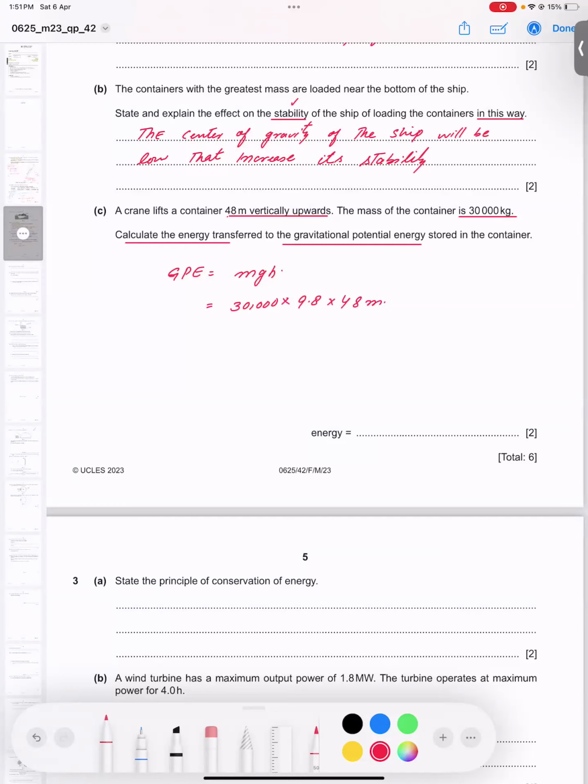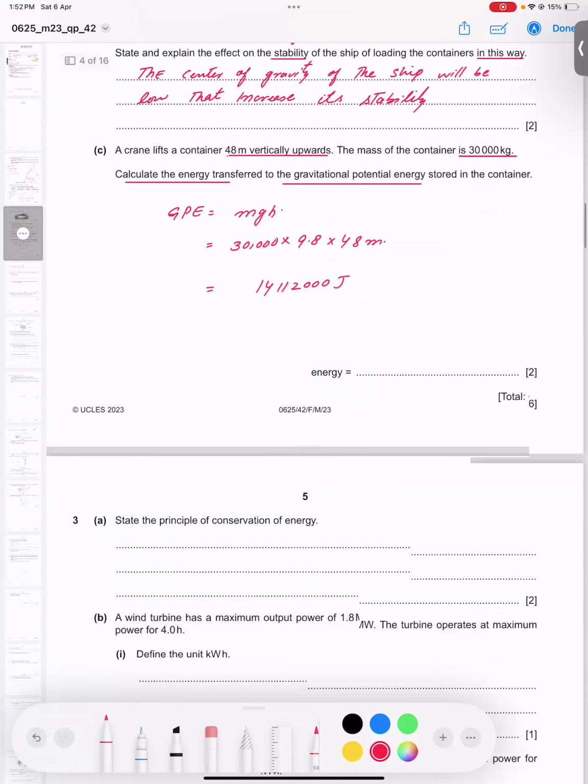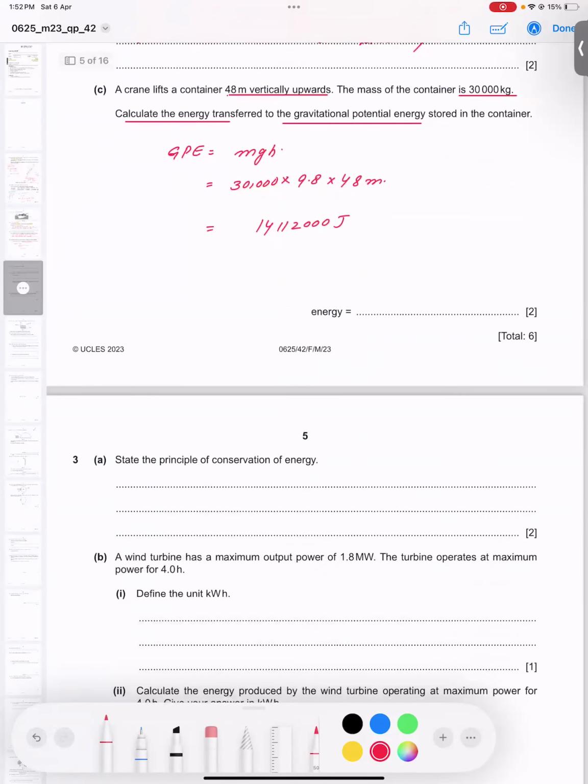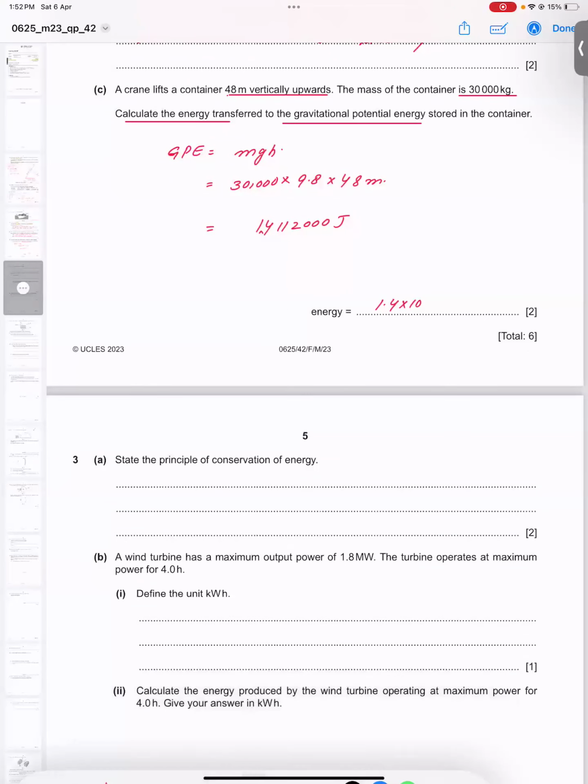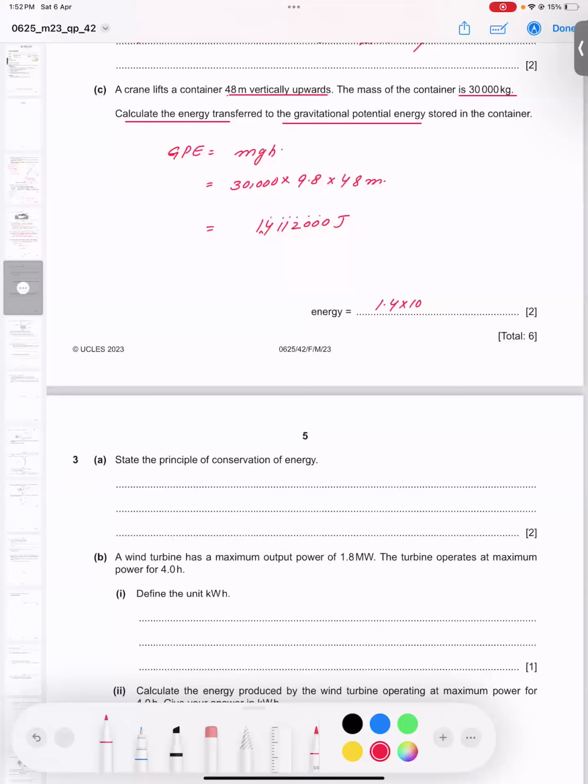If you multiply all these numbers, according to my calculator, I'm getting the answer 14112000, and this is energy, so the unit must be joule. I will write this number in scientific notation, so the point must be here, so I can write 1.4 times 10 raised to the power 7 joule.